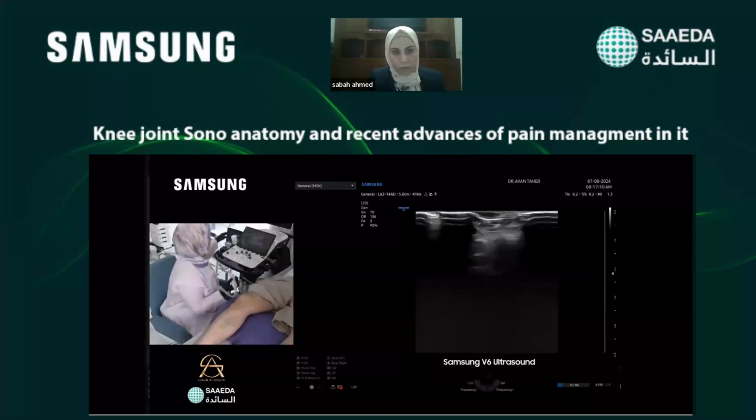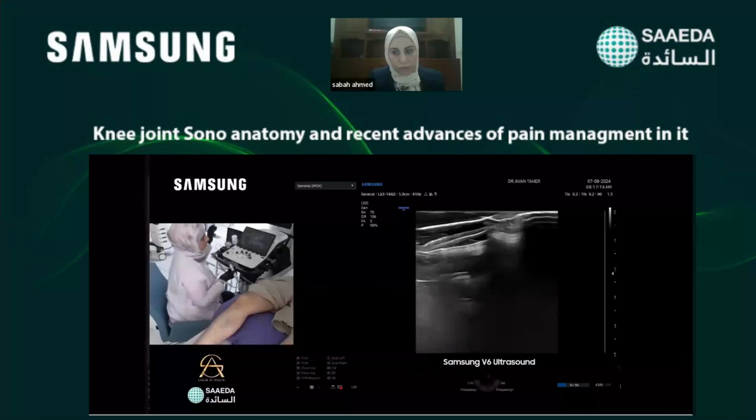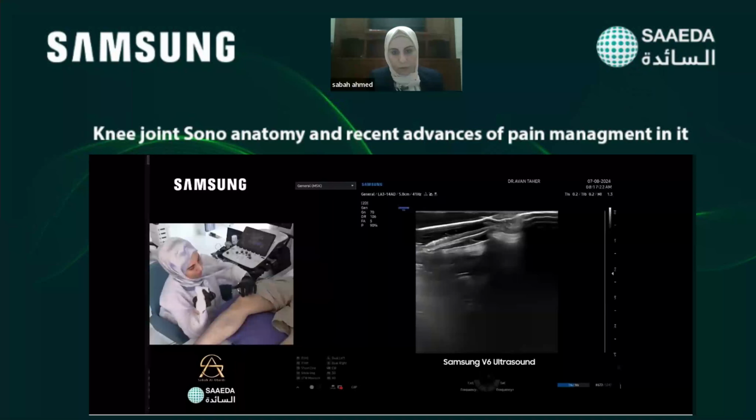Another approach is the medial patellofemoral recess, especially for those with dry osteoarthritis in which no fluid is found. I put my probe in the short axis from the patella toward the femur.